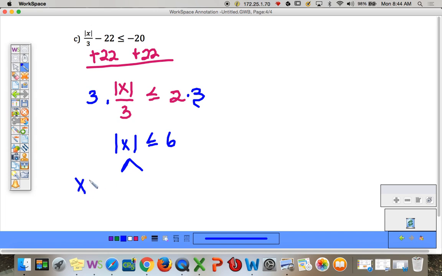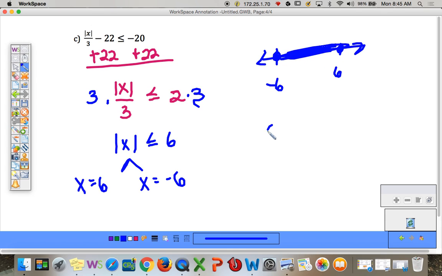Now we split it up. X can be 6, x can be negative 6, and it's going to be between them. So here's negative 6, closed dot, positive 6, closed dot, and you color everything between. And if we write the notation, negative 6 is less than or equal to x, which is less than or equal to 6. Put the small number first, less than or equal to x, less than or equal to 6.